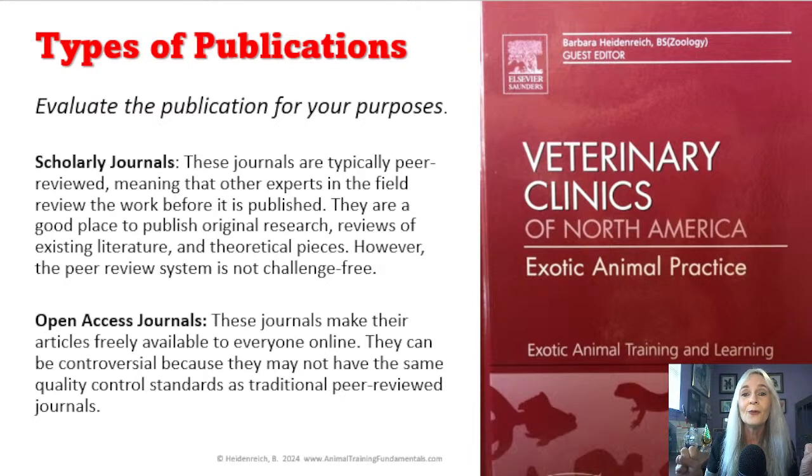However, we do know the peer review system is not challenge free, and we're going to talk about that. Alex says clear definitions of behaviors and the procedures are clearly defined. Yeah, and especially for us in our field. I like that you mentioned that, because I have that later on here as well.